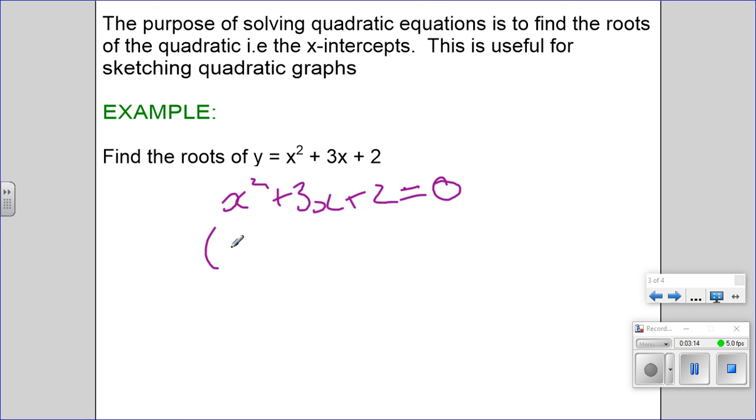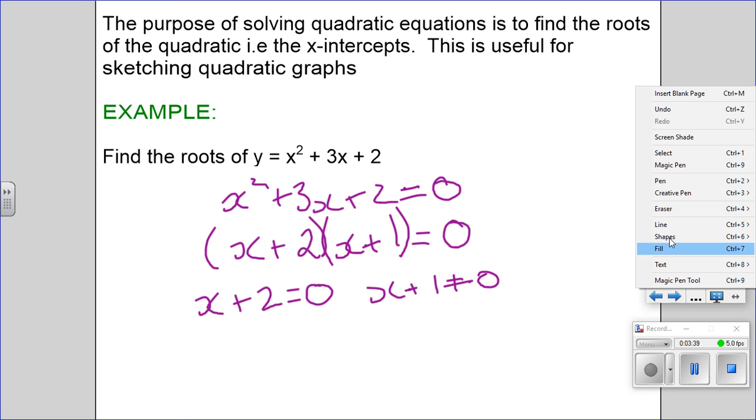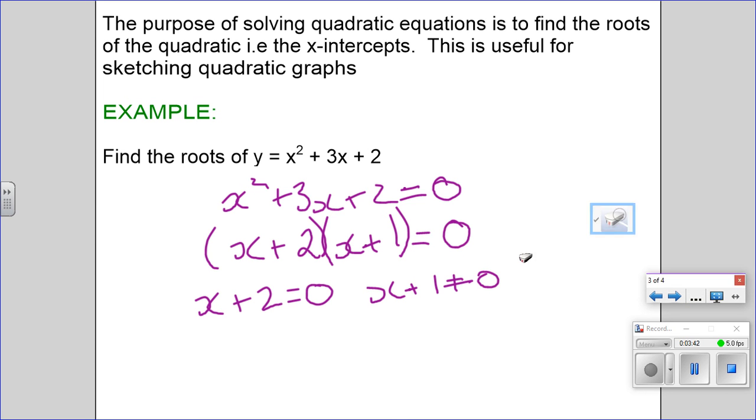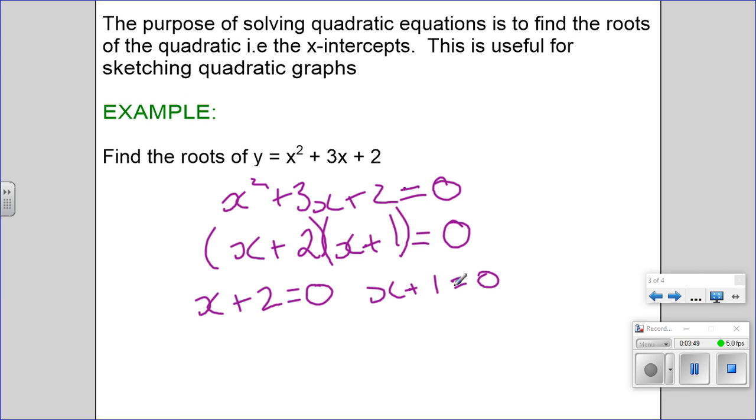If I factorise, and there was a reason why I made such a big deal about factorising when we were covering it, because it's so essential for now and for higher. So x plus 2 and x plus 1 multiplies out to give x squared plus 3x plus 2, and then I've got x plus 2 equals 0 and x plus 1 equals 0. I'm going to rub that out and write it again. Okay, so x plus 1 equals 0.